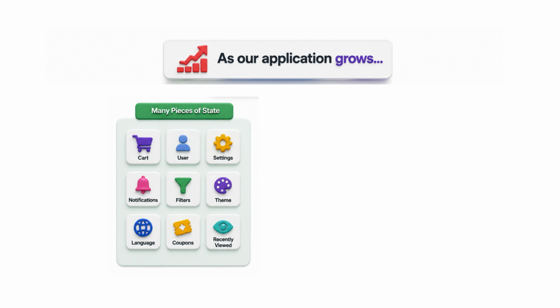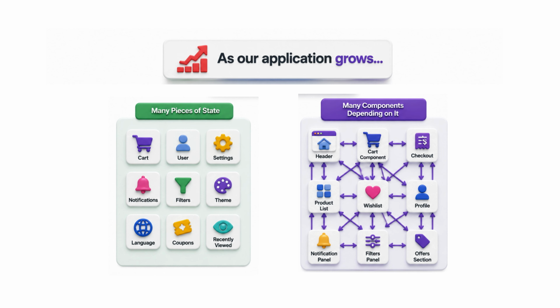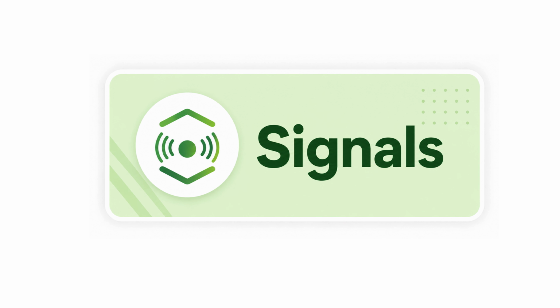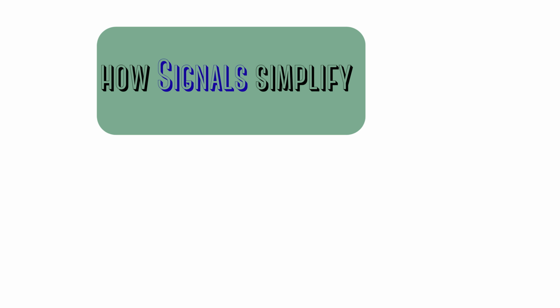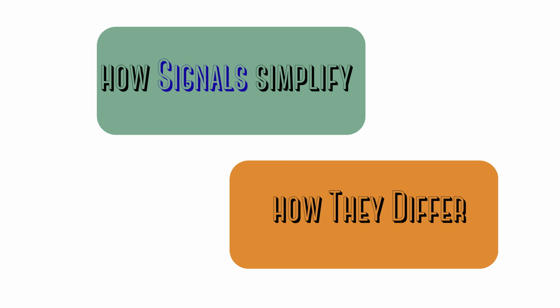But as our application grows, we might have many pieces of state, many ways to update that state, and many components depending on it. At that point, we start asking another question: do we really want to manage all of this state manually with services and RxJS? And that's where another approach becomes useful. Angular also gives us a reactive primitive specifically designed for managing state in Angular applications, that is signals. In the next video, we will take our shared cart and rebuild this example using Angular signals. We will see how signals simplify reactive state and how they differ from the RxJS approach we built here.